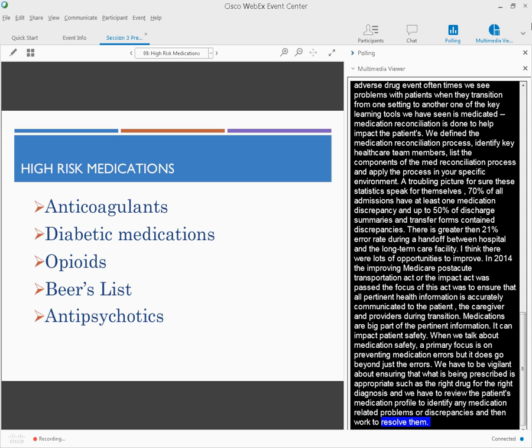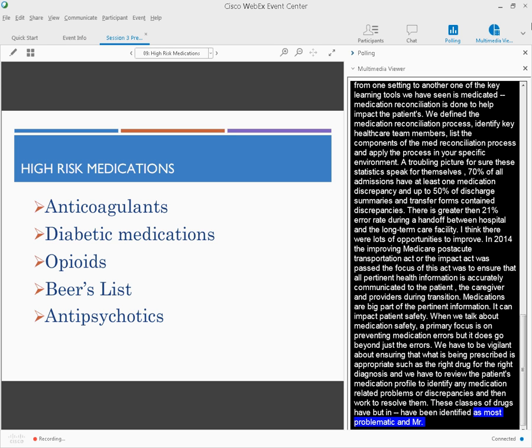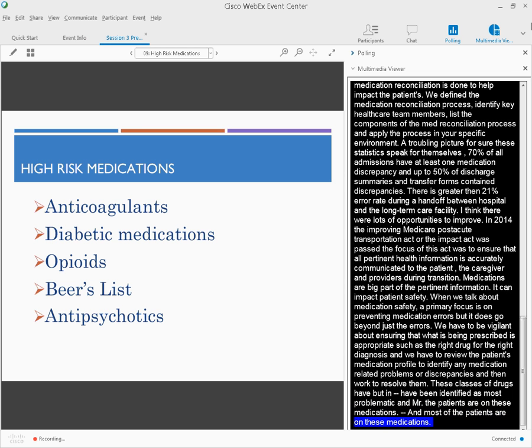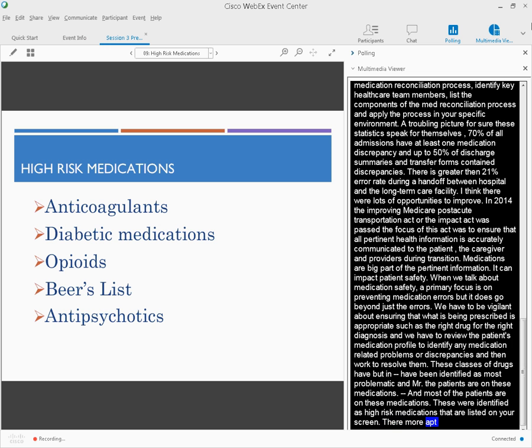These classes of drugs have been identified as most problematic. And of course, most of the patients that you care for are on this medication. So there's really a lot to balance. The Department of Health and Human Services has developed a national action plan to improve medication safety and decrease adverse drug events. In their action plan, anticoagulants, diabetes meds, and opioids were identified as high risk. And patients that are on these meds are more apt to be readmitted to the hospital and to be sent to the ER. So there needs to be additional focus when we see patients on these meds.